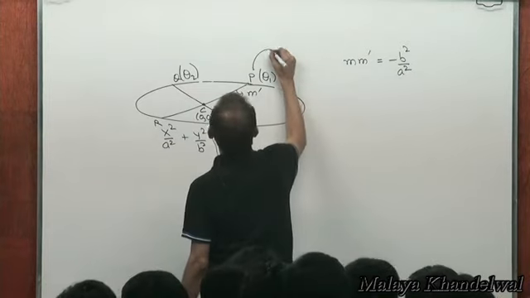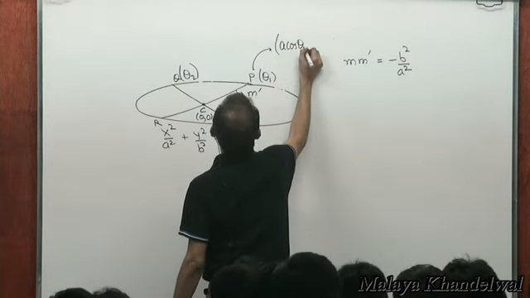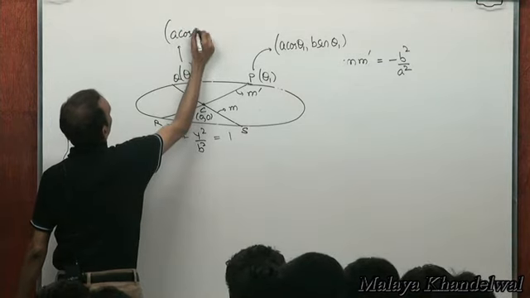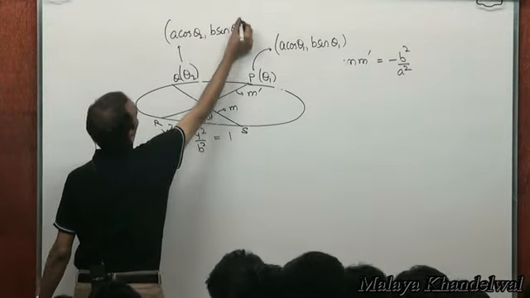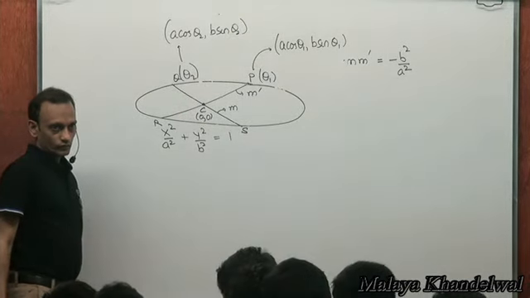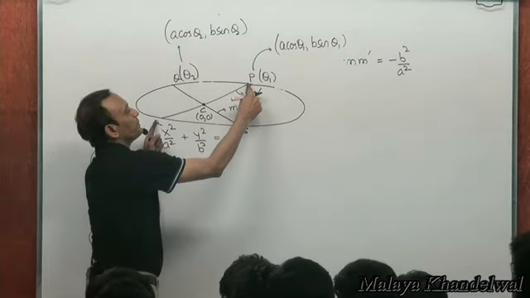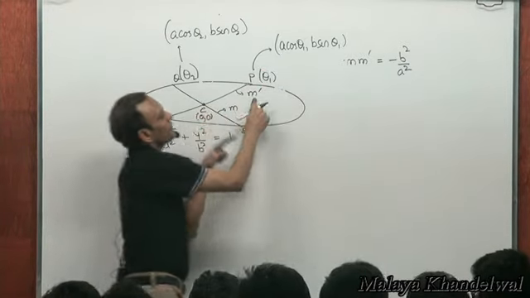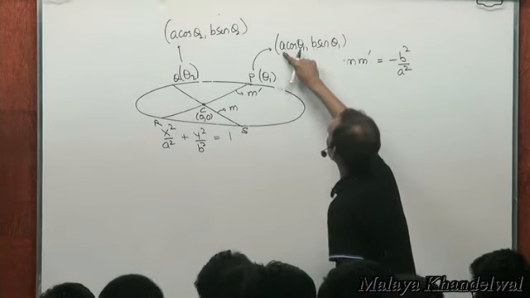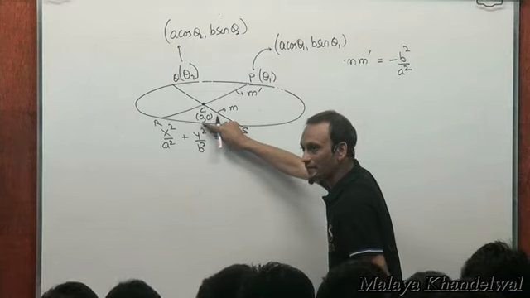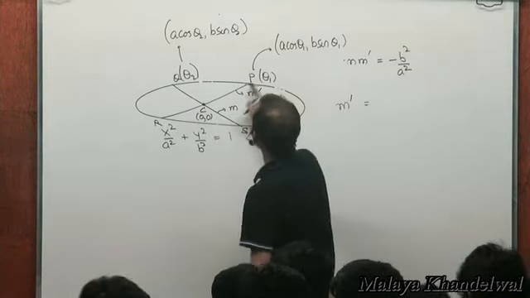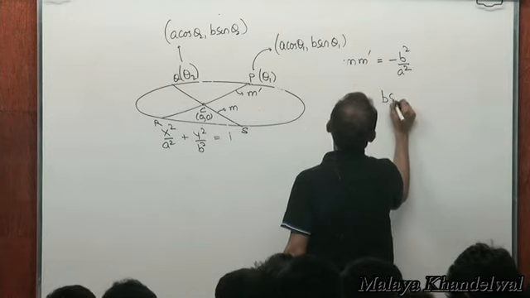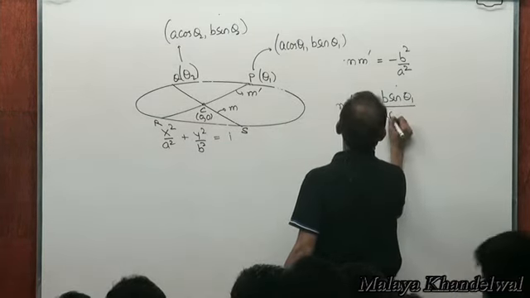Then what would be the coordinates of P? a cos theta 1, b sin theta 1. And a cos theta 2, b sin theta 2. Now, m prime will be the slope of this diameter. This point has these coordinates and the center is 0, 0. What is m prime therefore? m prime would be y2 minus 0 divided by x2 minus 0. That will be m prime. So the slope of this diameter m prime would be y of this minus y of this divided by x of this minus x of this. That makes it b sin theta 1 divided by a cos theta 1. That's m prime.